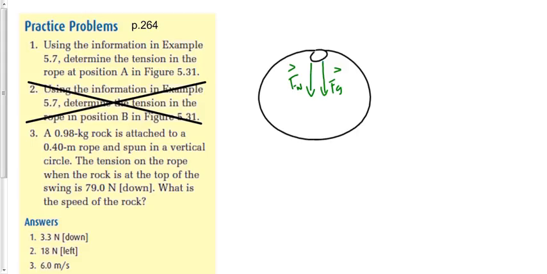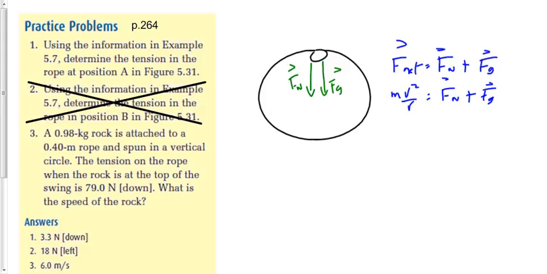When we see a free body diagram with two forces, then we say F net is equal to the sum of the forces. Everybody has got to get this far, because every one of these questions is exactly the same to this point. Now let's start plugging in some numbers here, okay? The mass is 0.98. V, we don't know. That's what we're trying to find. R is 0.40.